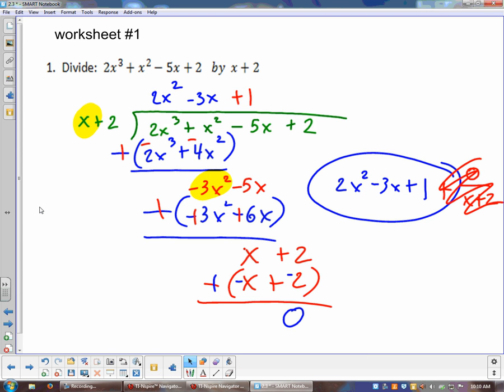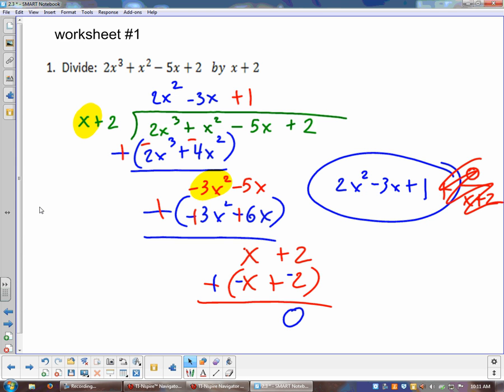But it is important to note that if you do get a remainder of 0, that means that x plus 2 must be a what of this polynomial? Factor, right? X plus 2 must be a factor of that.